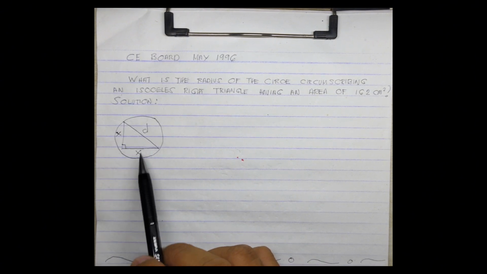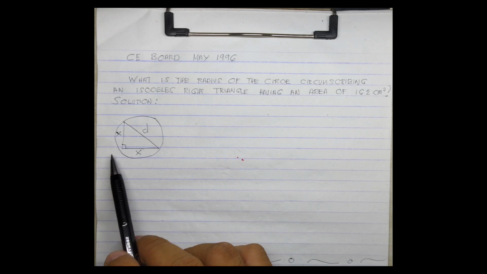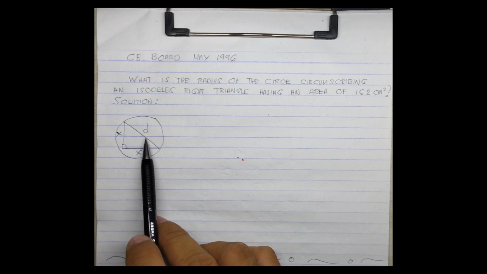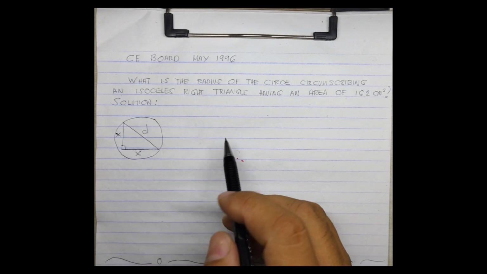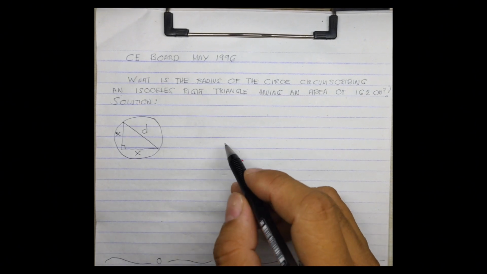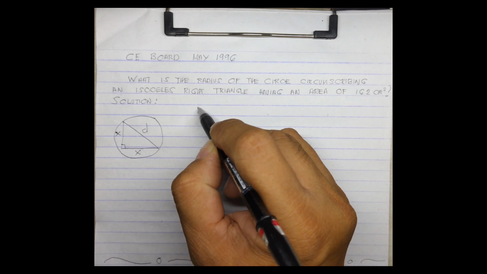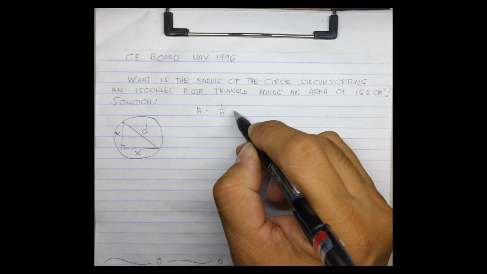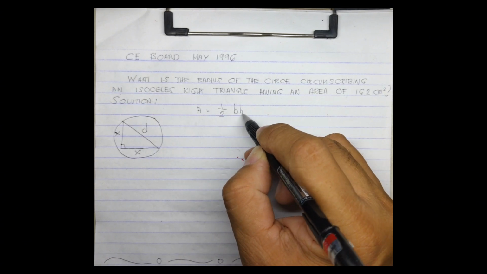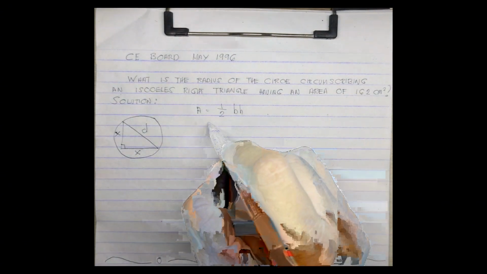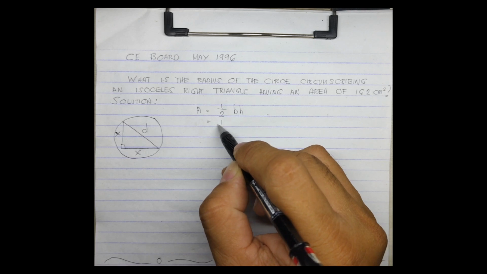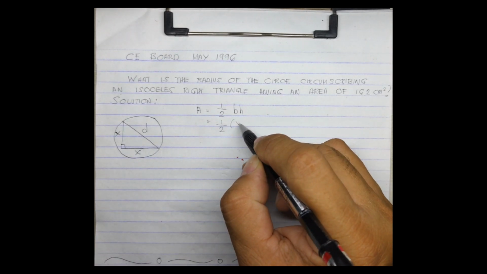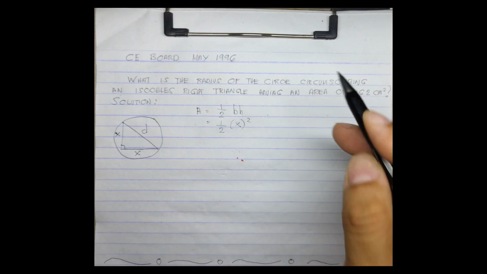So when you say isosceles right triangle, it is two same sides. So this will be x, and then let's give this a designation as letter D. Okay. So given the area of the triangle, area is equal to 1/2 base times height. Okay. So therefore, area will be 1/2 of base is x, height is x. So that will be x squared.